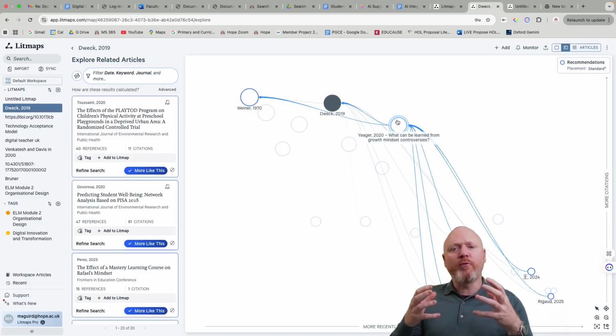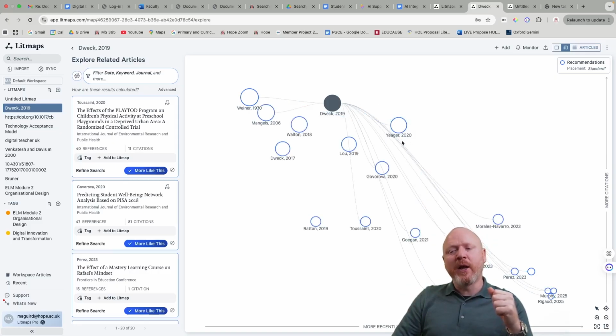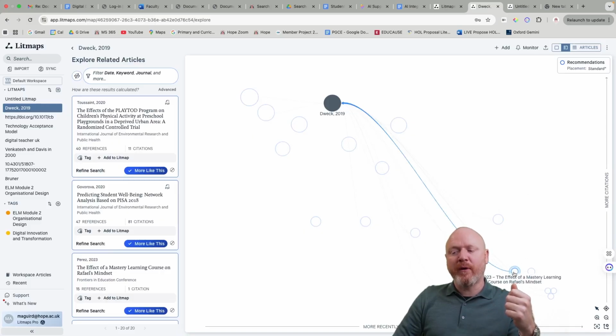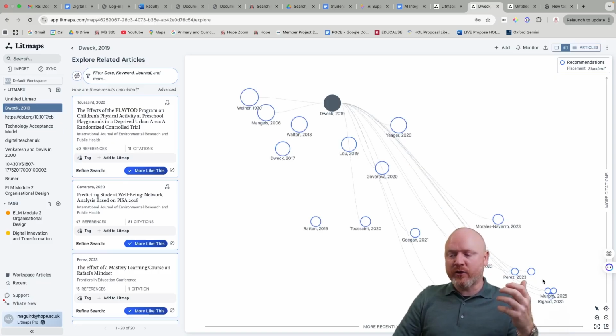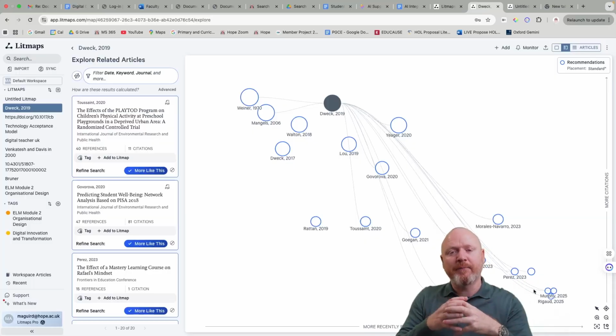Okay, so reading both papers allows you to critically evaluate those two papers against each other, but also it allows you to perhaps see how this area of study has built forward, how that area of research has developed. When we go into the work of somebody like Perez in 2023, who's looking at the effect of a mastery learning course on Raphael's mindset, we can see that there's a small cluster of papers here. So those academics might be working quite closely and also discussing some very similar ideas.